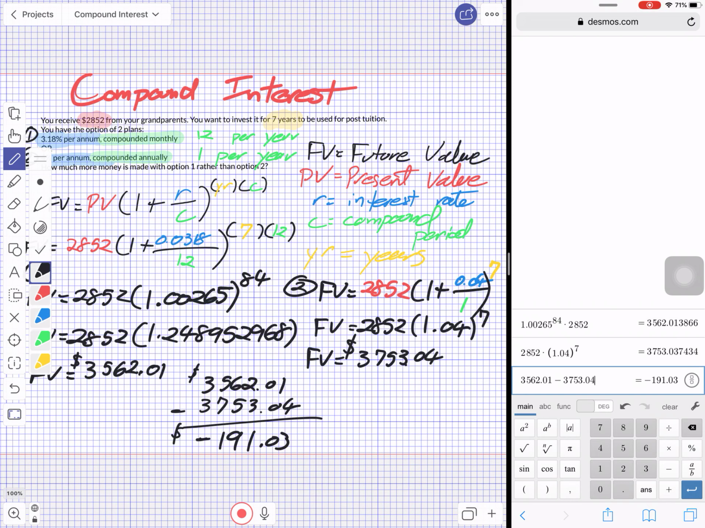Okay, so if you ever get a question like how much more does option two make than option one, just make sure you take option two first and subtract option one. It's actually going to be important because this one was specific. I want to know how much more option one makes. Well, it actually makes a negative amount more. In other words, it's making less. Okay?